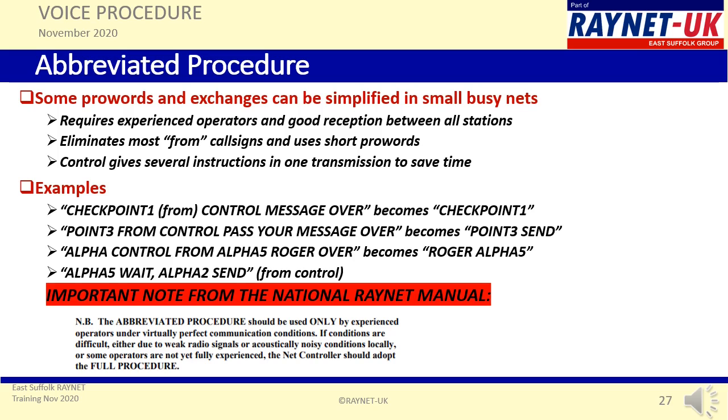A very important note from the National Raynet Manual is that the abbreviated procedure should be used only by experienced operators under virtually perfect communication conditions. If conditions are difficult, either due to weak signals or local acoustical noise, or if some operators are not fully experienced, the net controller should adopt the full formal procedure.